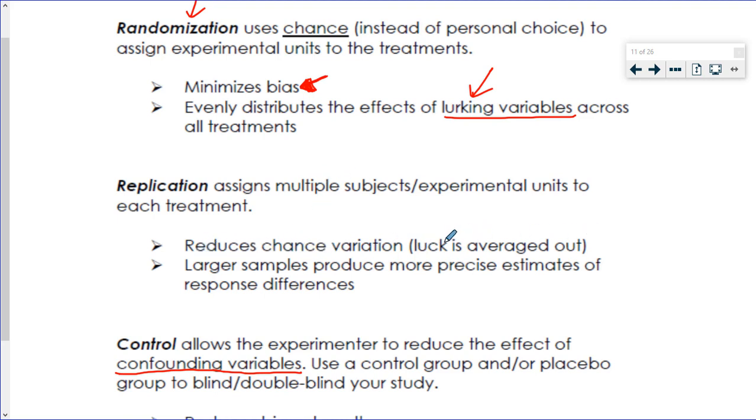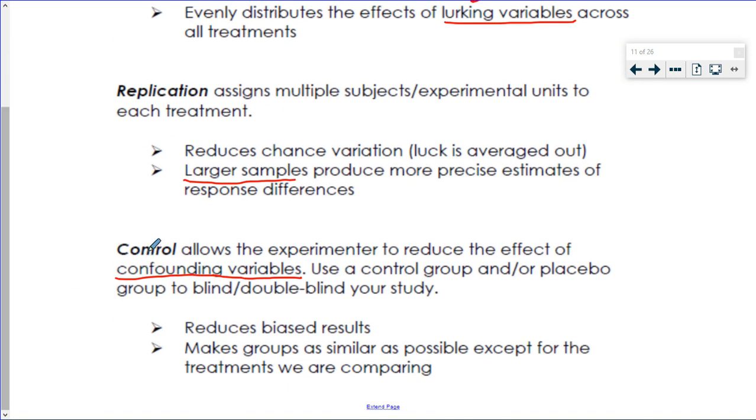In other words, we're averaging out just luck, and larger samples produce more precise estimates of response differences. So again, the larger the sample, the less variance we're going to have. All right, it's going to tighten everything up. They call that replication. And finally, we have something called control. Control allows the experimenter to reduce the effect of confounding variables, which we just talked about. We use a control group and/or a placebo group to blind or double blind your study. These are a couple more vocab words here.